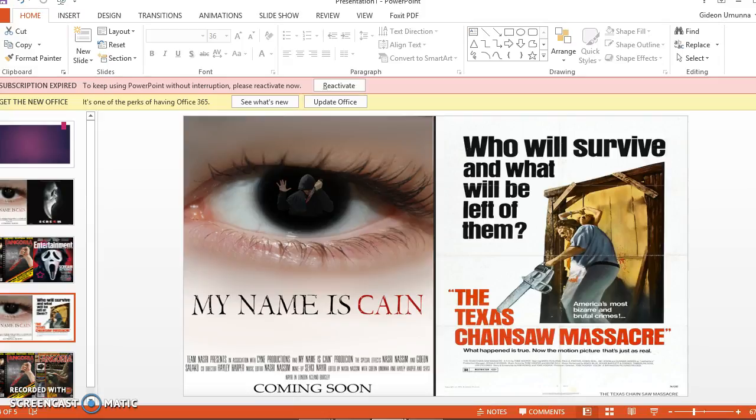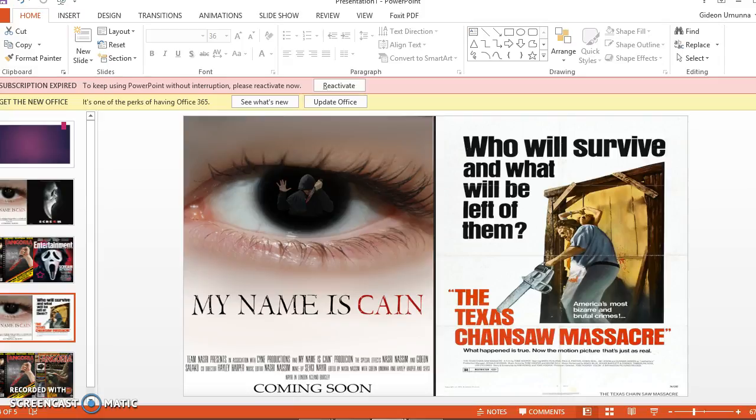You see a lot of red font used in ours. You see red font here, you see red font here. The red font again signifies blood, and red really signifies a lot: it signifies danger, it signifies hell.